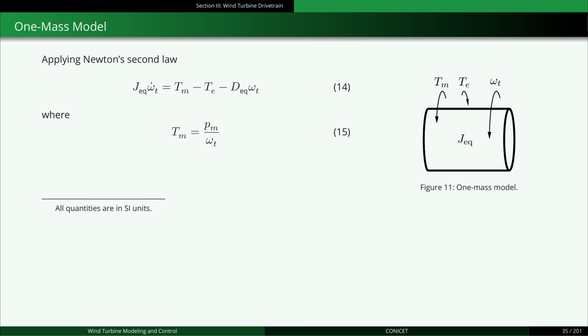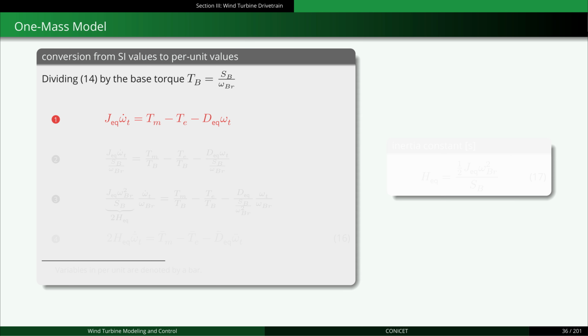By applying Newton's second law to the mass in Figure 11, we obtain the dynamics in Equation 14, expressed in the International System of Units. The mechanical torque, Tm, produced by the wind is calculated from the mechanical power derived in the previous section. Here, we present a procedure for converting Equation 14 from the International System of Units to the per-unit system.